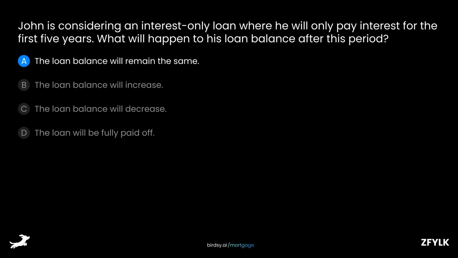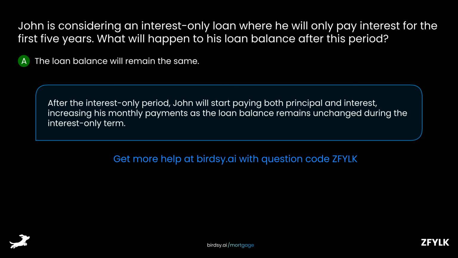Is it A, the loan balance will remain the same, B, the loan balance will increase, C, the loan balance will decrease, or D, the loan will be fully paid off? The answer is A, the loan balance will remain the same. After the interest-only period, John will start paying both principal and interest, increasing his monthly payments as the loan balance remains unchanged during the interest-only term.